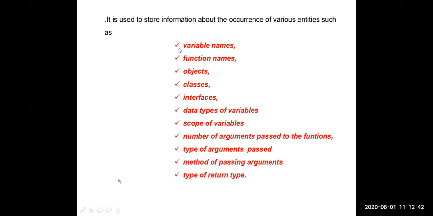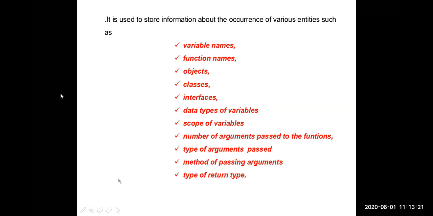So when we come to this symbol table, it will store variable names. Along with the variable names, it will store the data type of the variable and scope of the variable. It will store object names, class names, interface names. It will store the method name. For the methods, it will store how many arguments are passed, what are the data types of arguments passed, and what procedure we have followed for passing the argument, call by value or call by reference. Next, what is the return type? Void or int or float? All this information is stored in the symbol table.